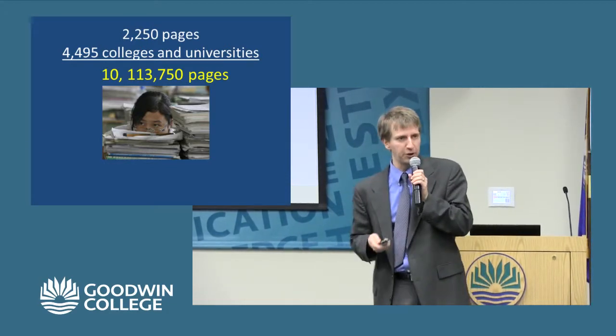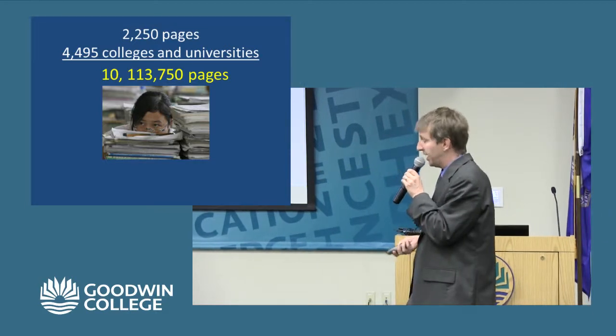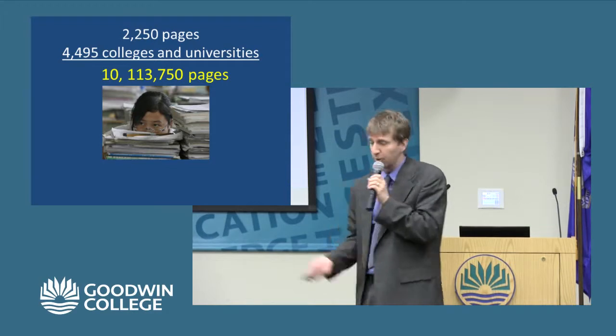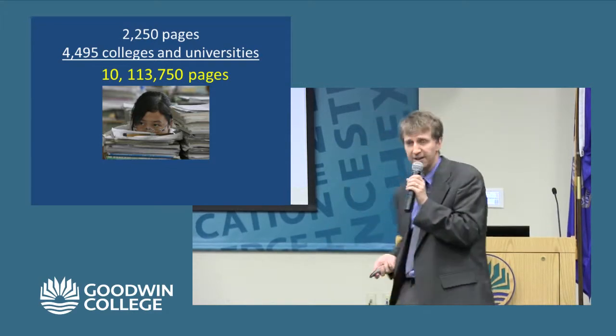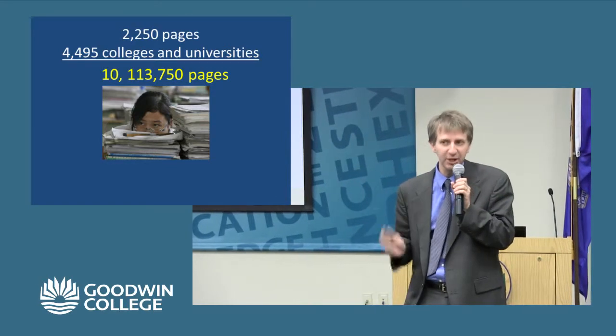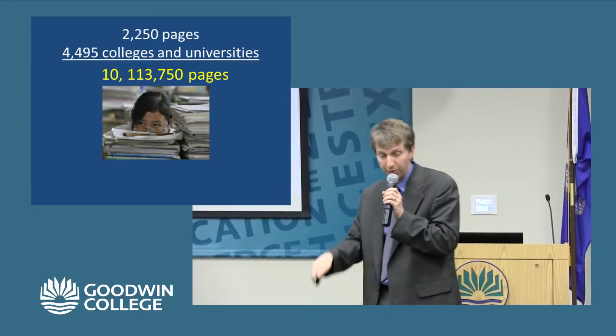So taking this a little bit further, we take these 2,250 pages and we multiply it by the number of colleges and universities in the United States, which is 4,495, and we come up with a huge number, greater than 10 million. 10 million pages of revised, sourced, organized, publishable writing that undergraduate students in the United States do every year. And of course, that's a radical underestimate.